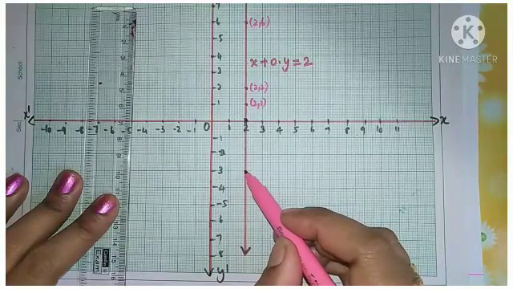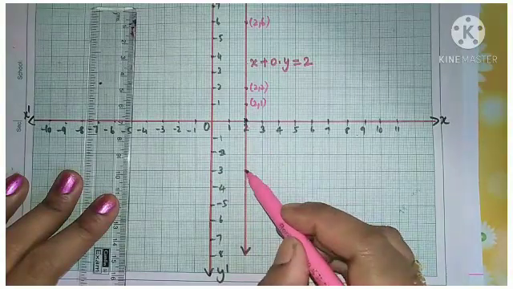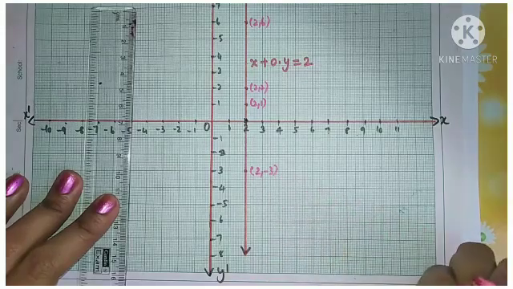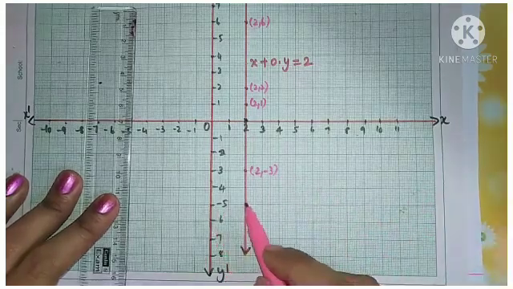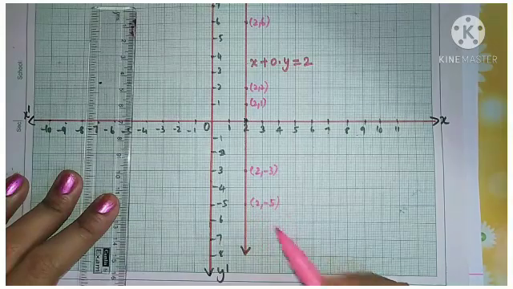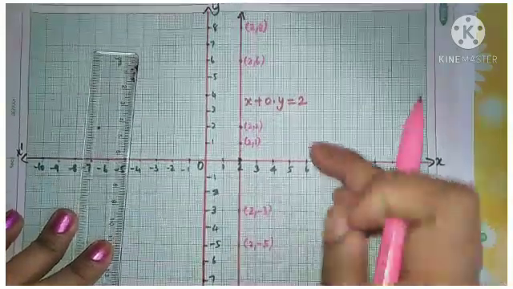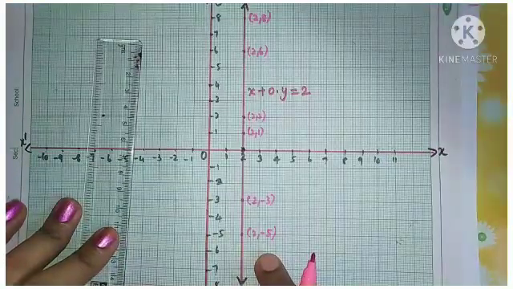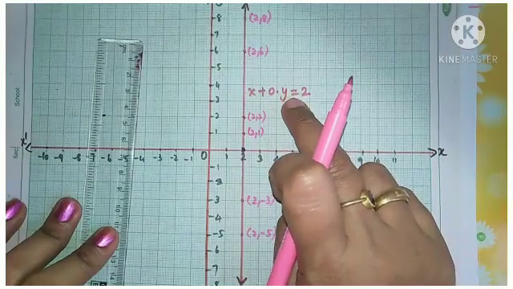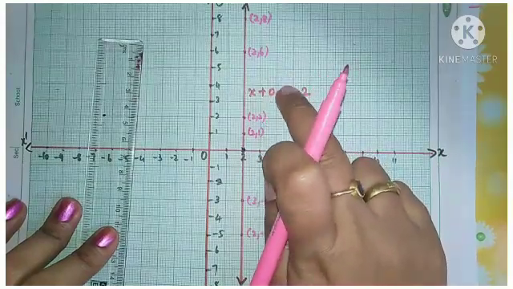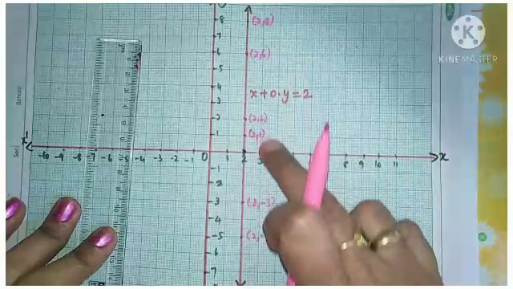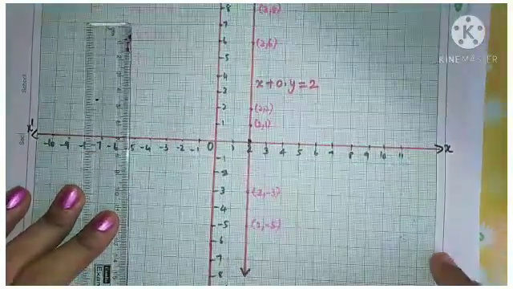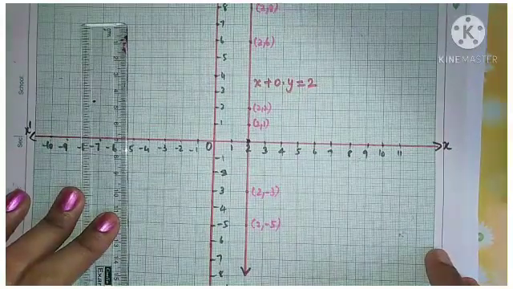Okay, now come to negative values. If you take this one, x is 2, but y is minus 3. So 2 and minus 3. Okay, now if you consider one more value, this is 2 and minus 5. So what is the meaning of this, children? The x value is not changing. It is constant throughout. X is equal to 2. But for any value of y, since this term is not existing, y can take different values. So on this graph, there are infinite number of solutions.